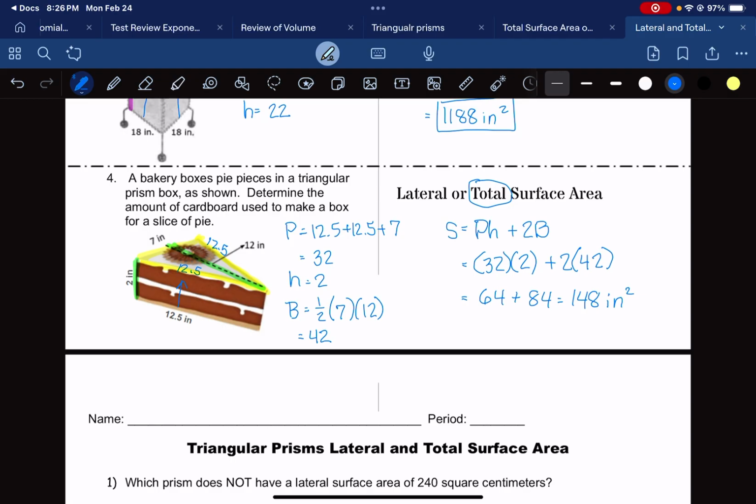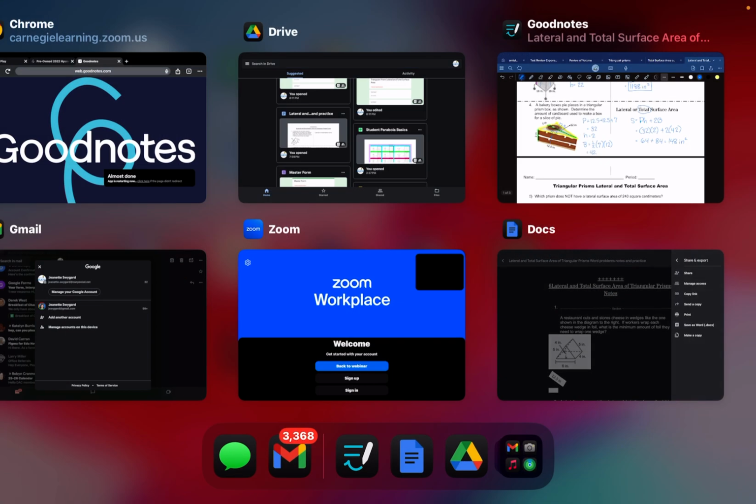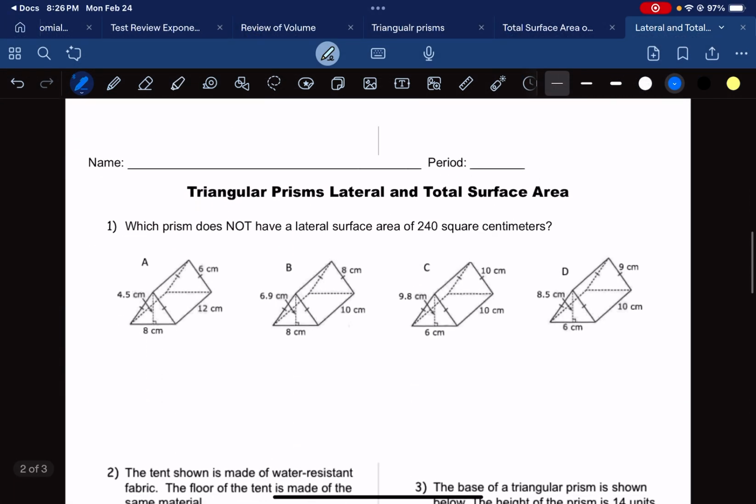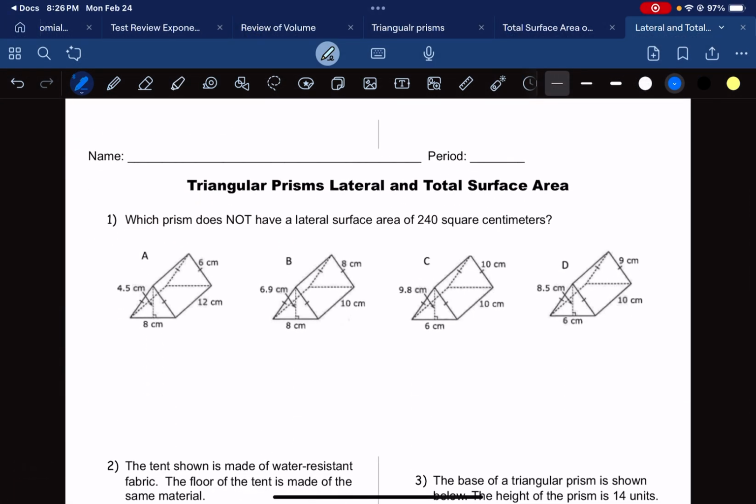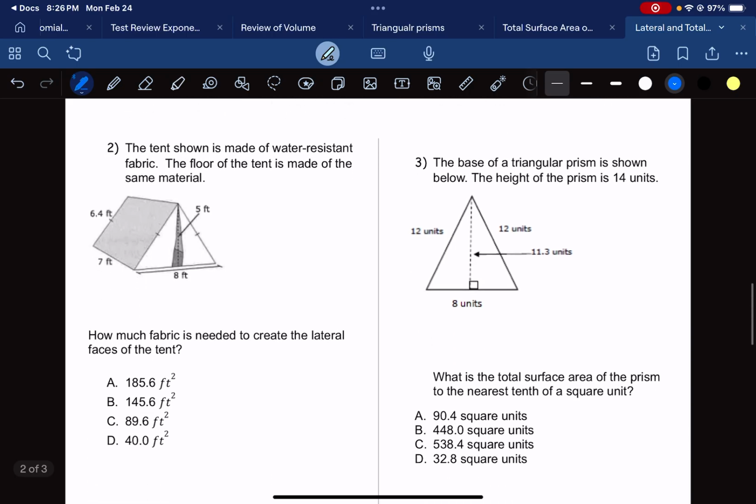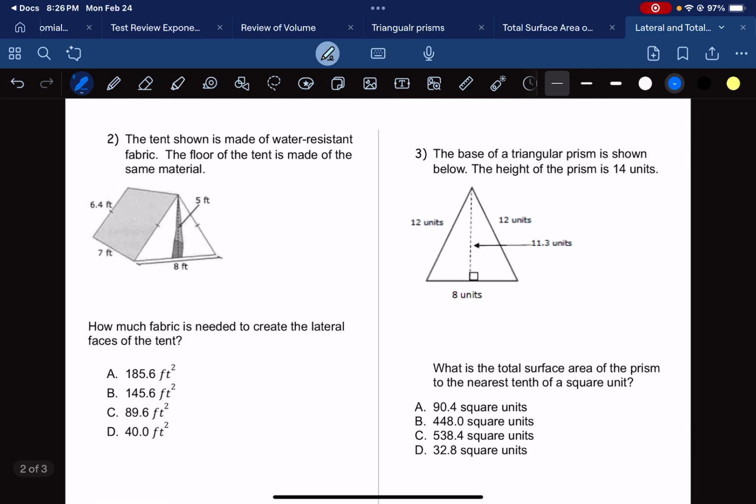problems by yourself. Now, real quick, let's look at this one. You're going to have to work every one of these. But again, it is lateral, and they're wanting the one that's not 140. On this one, again, they're making a tent. They said that the floor of the tent is made of the same material. So, guys, this is total. So I'm going to need a P, I'm going to need a B, the area of the base, and I'm going to need a height.